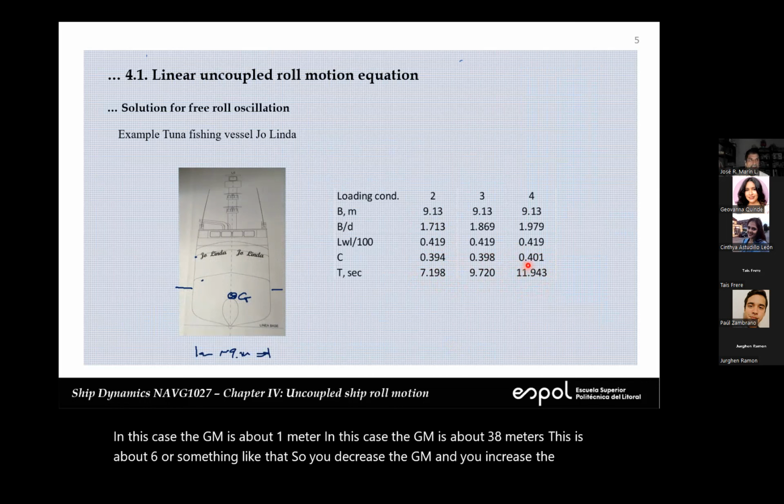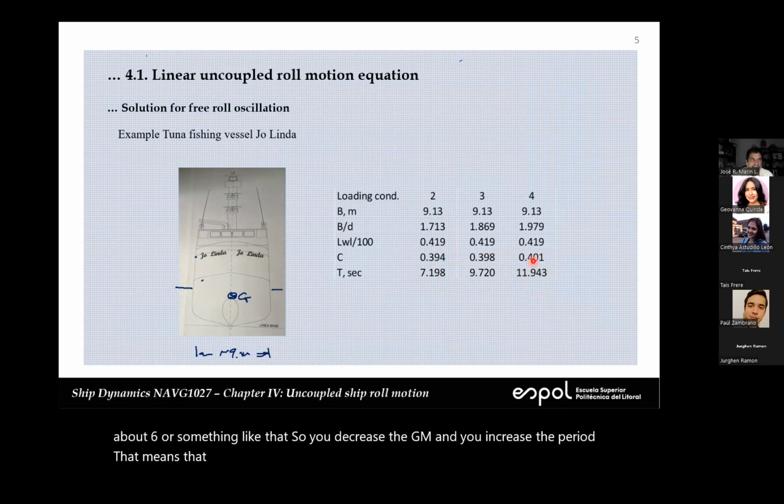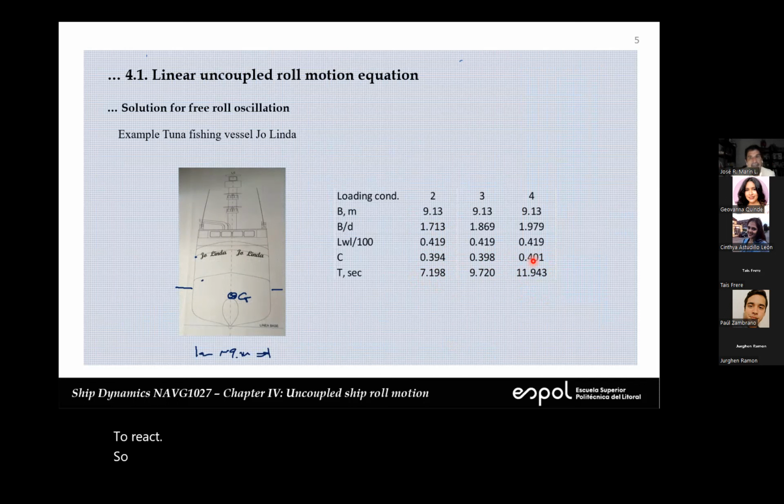That means that it's like the ship, right? It gets lower. So you go on the one side and it takes longer to react. So it goes slower. So the GM is related with the period. So a very large period means that you have a low GM in general, right? So we have to be careful with that.